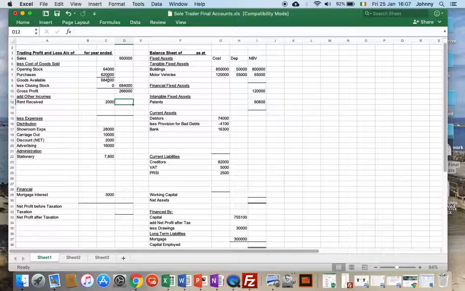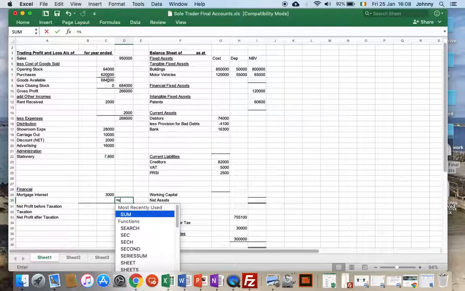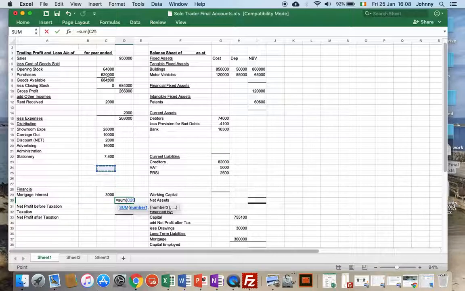Rent received, that's the only other income. I've moved into the middle column because sometimes we'll have more than one other income. In this case, we've only got one, so it's 2 grand. I'm going to add the other income to my gross profit. And then my expenses. I know I have them in different categories, but I'm just going to add up the total figure for all of my expenses. I'm going to put the answer here. So it's everything from the 28 all the way down.